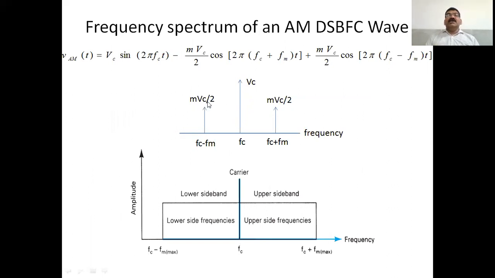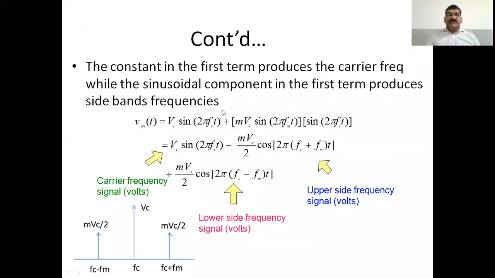Sideband is VC by 2. So the carrier voltage is what? 20 volt. 20 into 0.45 by 2. So 0.45 into 20, that is the carrier voltage, and divide by 2. So it is 4.54. Am I right? This voltage is asked for the upper and lower sideband. VC is given. What is asked? The peak voltage.